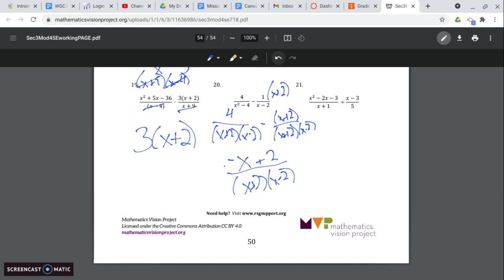And then when we're dividing, be careful because this second fraction is going to get flipped, so it's not this anymore. It's 5 over x minus 3. So you have to use it that way when you cancel, okay? So be very, very careful with that.